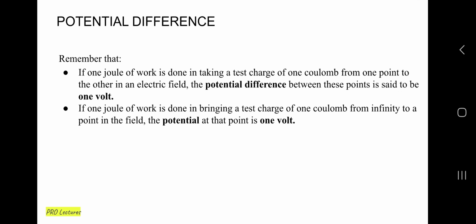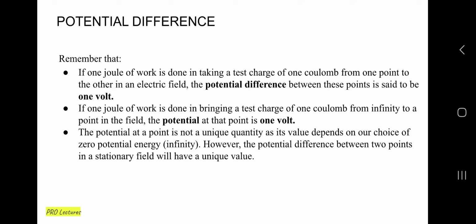Here's another way to think about it. If 1 joule of work is done in bringing a test charge of 1 coulomb from infinity to a point in an electric field, the potential at that point is 1 volt. Note that the potential at a point is not a unique quantity as its value depends on our choice of zero potential energy, which we have considered here as infinity. However, the potential difference between 2 points in a stationary field will have a unique value.